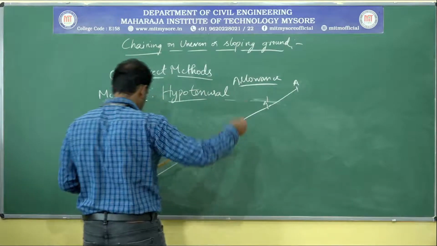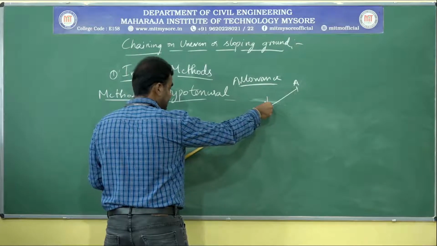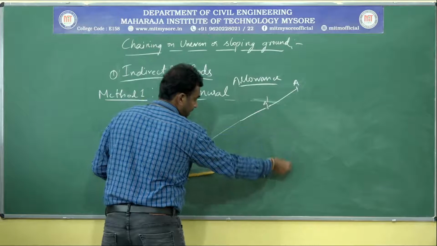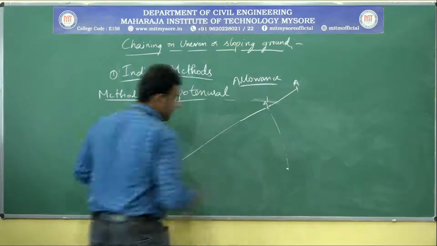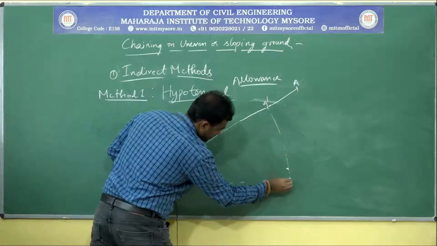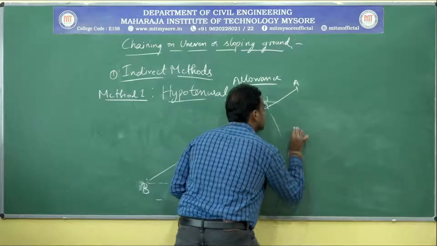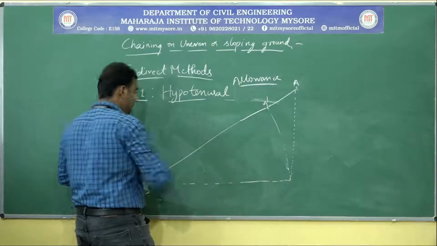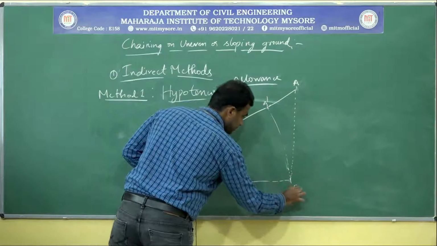What we did here is, if I consider the horizontal equivalent of this BA, it will be like this. So I stretched one chain length on the sloping ground and I'll transfer it over here. Somewhere here it will come. So if I transfer this onto the sloping ground, that means the BA's horizontal equivalent is this. This is point C.